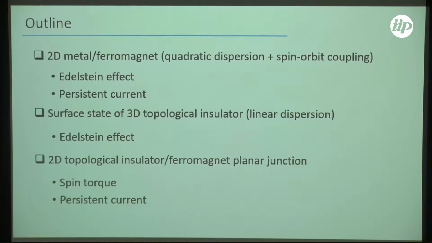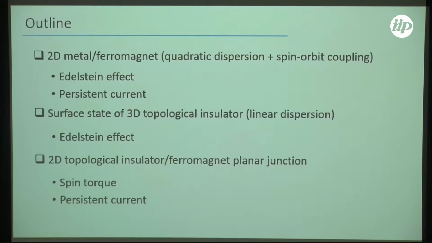today I will be focusing on two different kinds of systems that have spin momentum locking. The first one is the usual 2DEG that has Rashba spin-orbit coupling. I will mention the well-known Edelstein effect, as well as the new phenomenon that we predict when you couple it to a ferromagnet, namely the existence of a persistent current. And then I will switch gear to three-dimensional topological insulators, to be more precise, the surface state of it.